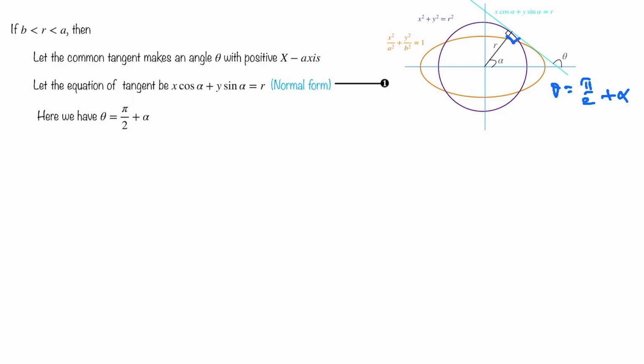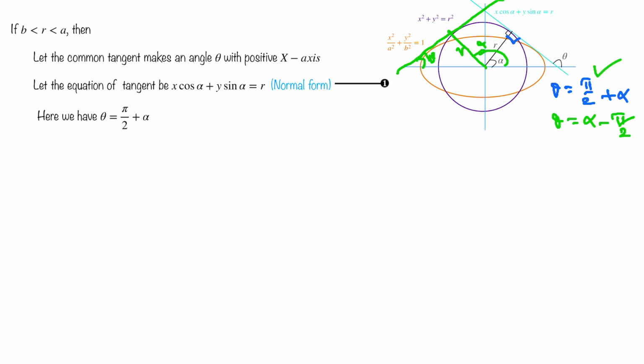If you consider this common tangent to the circle and ellipse, then this is going to be theta, and this is going to be alpha, and again this one is r. In this case, the connection between theta and alpha will be theta equal to alpha minus pi by 2. Both relations will lead to the same theta, so let me go ahead with this one.